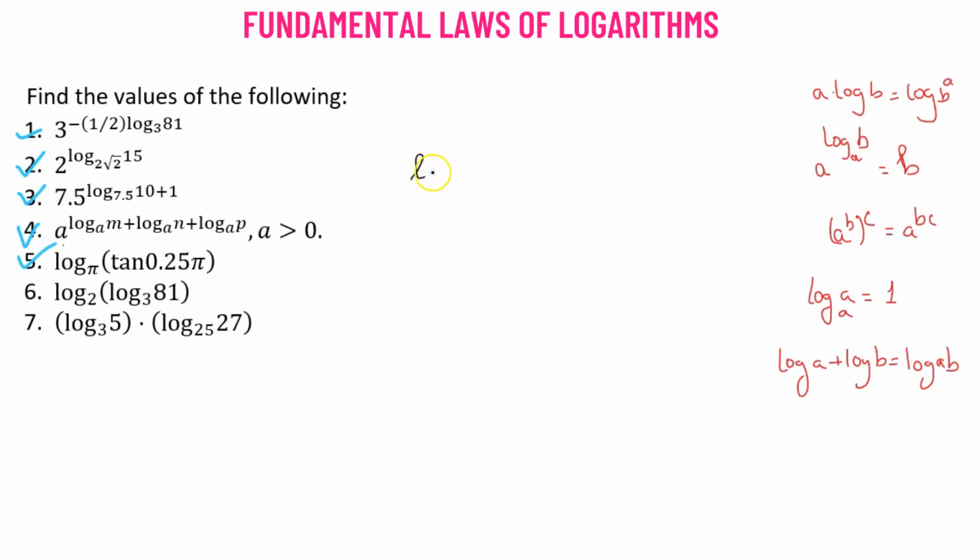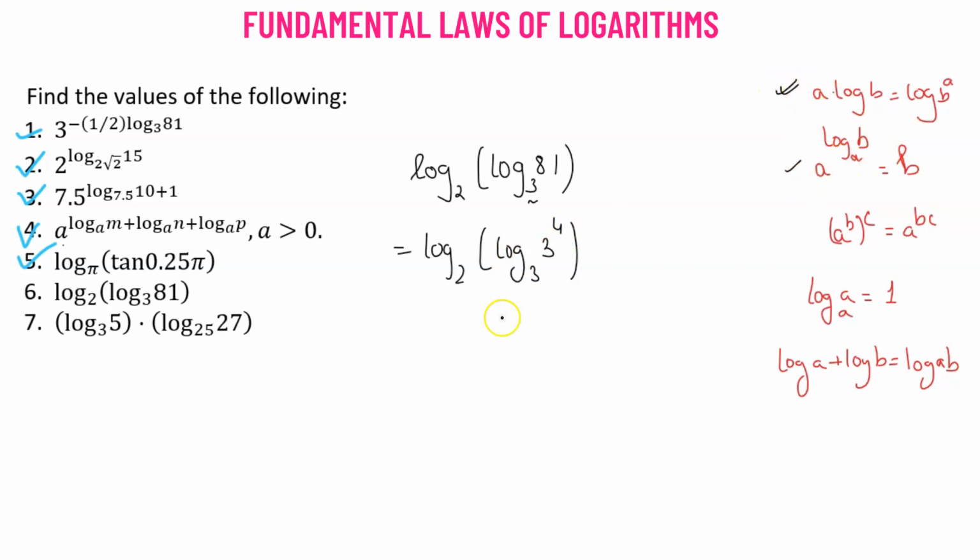So here we have to find the value of log with a base 2 of log of 81 with base 3. So we have log base 2 of log of 81. Since we have a base of 3, 81 can be expressed as 3 raised to the power of 4. This will mean exactly the same thing. Now we have log of 3 raised to the power of 4, which we can rewrite using this particular property. So that will be log base 2 of 4 times log of 3 with a base of 3.